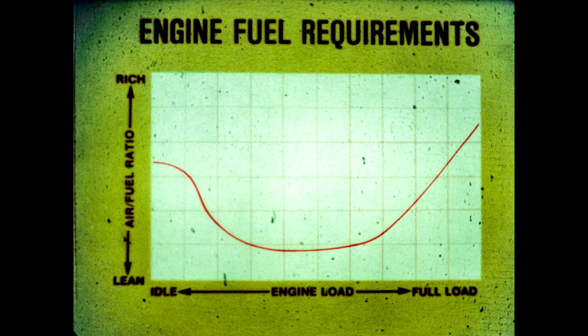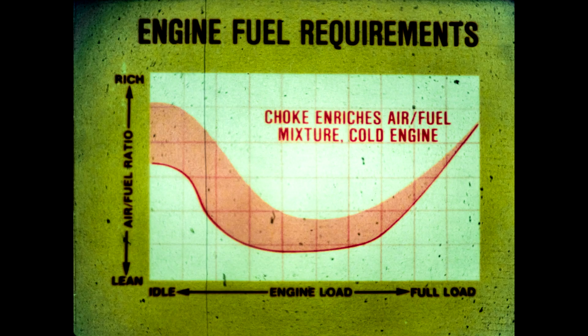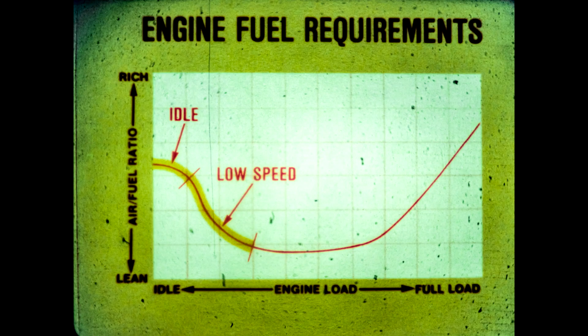For quick drivability symptom diagnosis, we can use graphs to show how each carburetor fuel metering circuit responds to engine demands. Starting with the float or fuel inlet system, you'll see that the float is used to constantly supply fuel to all the fuel metering systems. The choke temporarily enriches the fuel-air mixture, which aids in starting and running a cold engine. On this portion of the graph, we see that the idle or low-speed circuit provides the proper fuel mixture for idle and low-speed engine operation.